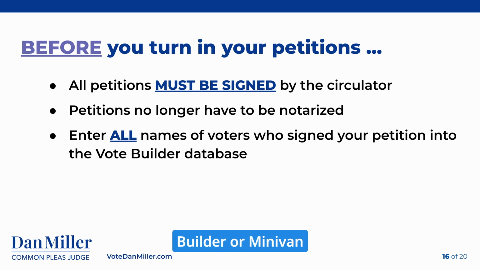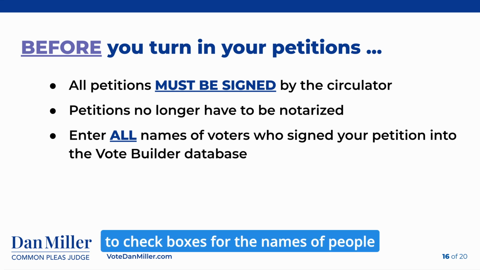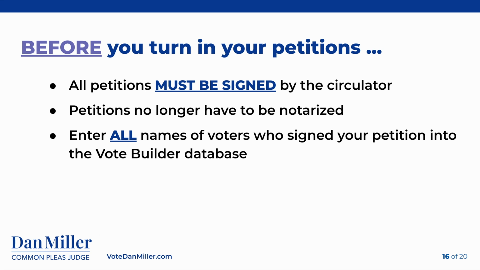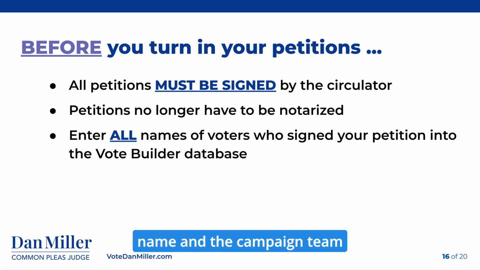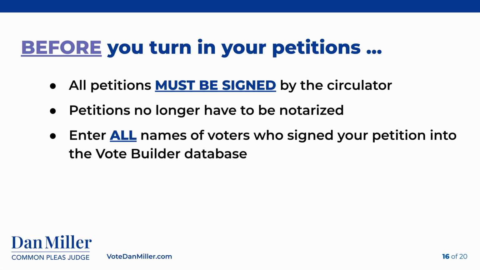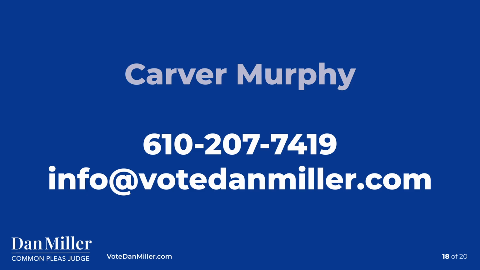If you're using the Vote Builder or Minivan application, you'll have the ability to check boxes for the names of people who signed the petition. If you have a walk list, you can put a check mark next to their name, and the campaign team will enter that information into our database later when you turn the sheets and walk lists back into us.